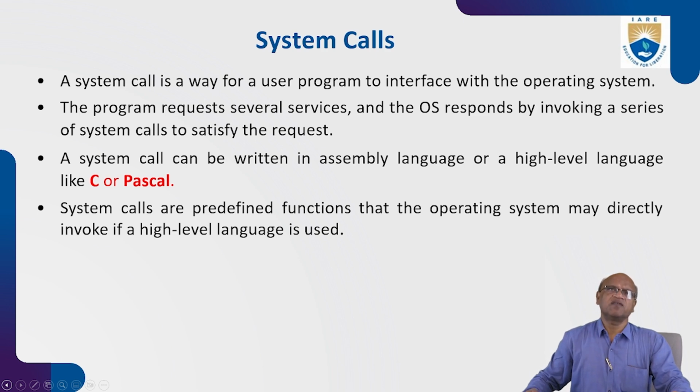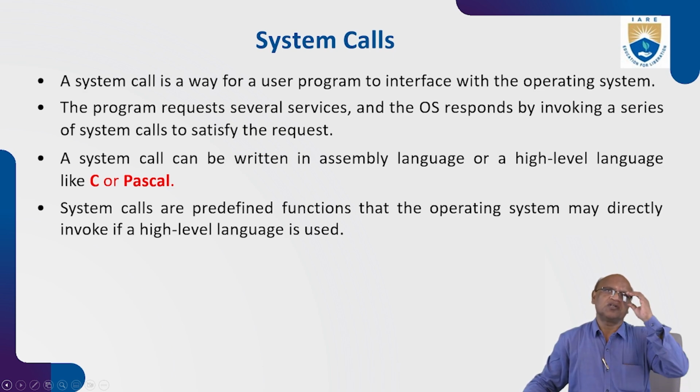The system call is a way for a user program to interface with the operating system. The program requests several services and the OS responds by invoking a series of system calls to satisfy the request. The system call can be written in assembly language or a high-level language like C or Pascal. System calls are predefined functions that our operating system may directly invoke if a high-level language is used.